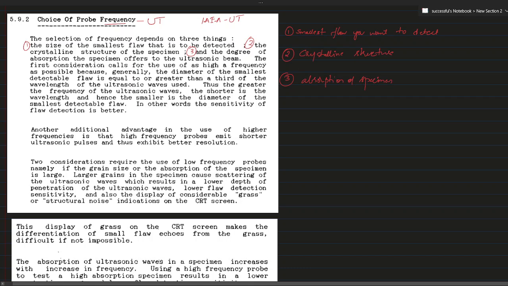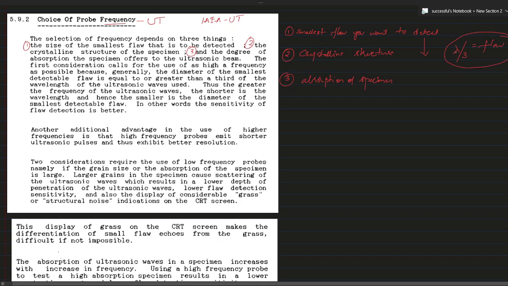The first consideration calls for the use of as high a frequency as possible, because if you want to find the smallest defect, normally the size of the flaw you can detect in ultrasonic inspection is considered as lambda by 3. This is of this order. If you want the smallest flaw, and they are telling that this is the flaw you can detect in UT, right?